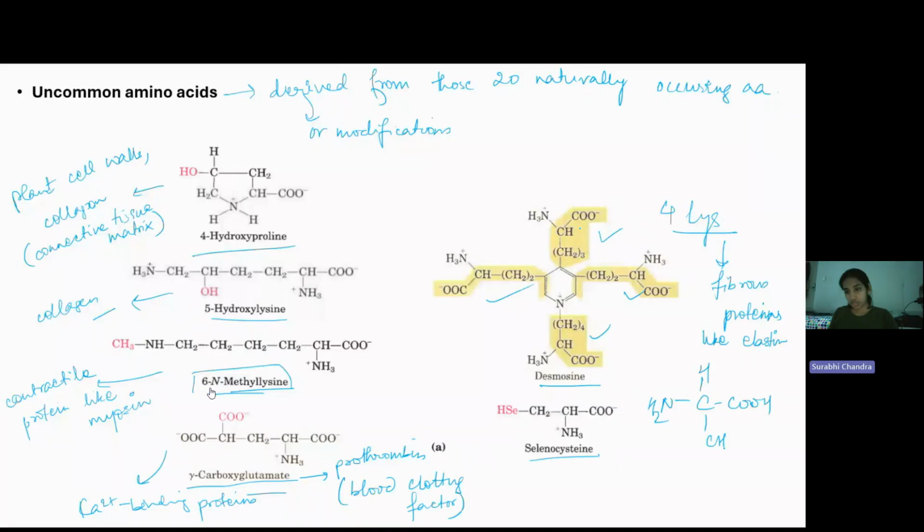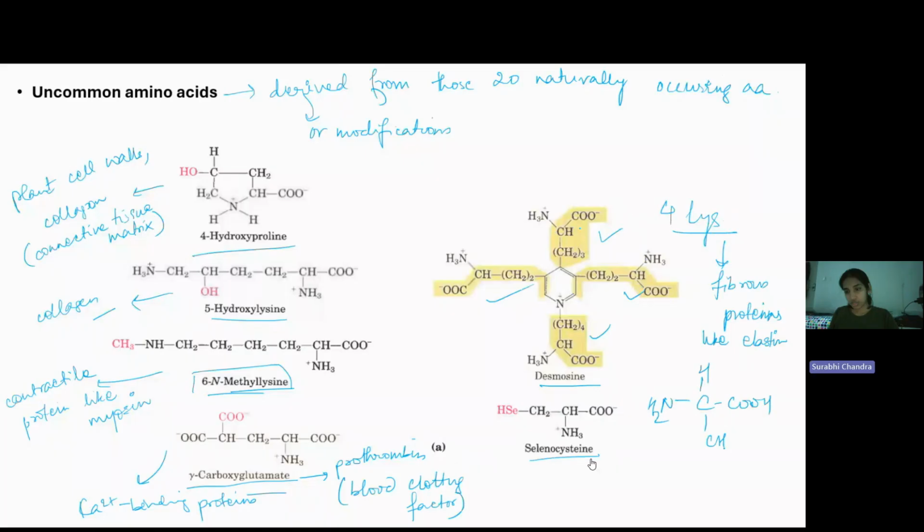Then you again have 6-N-methyllysine. Same here, the lysine residue is modified at the terminal NH3 plus, and this is actually found in contractile proteins like myosin. Then you have gamma-carboxyglutamate. The glutamate residue is modified, where another carboxylate group gets attached. This is found mostly in calcium binding proteins or prothrombin, which is a blood clotting factor.